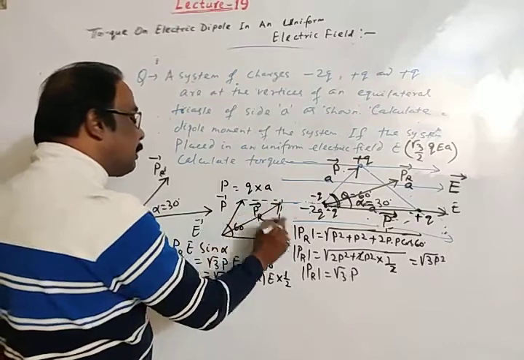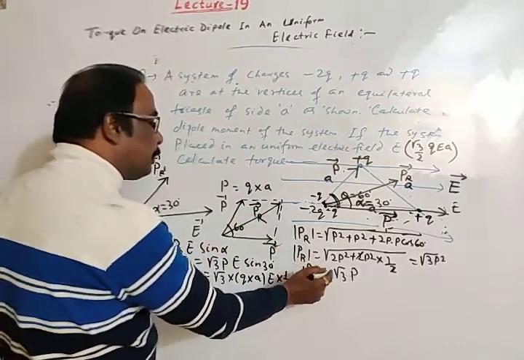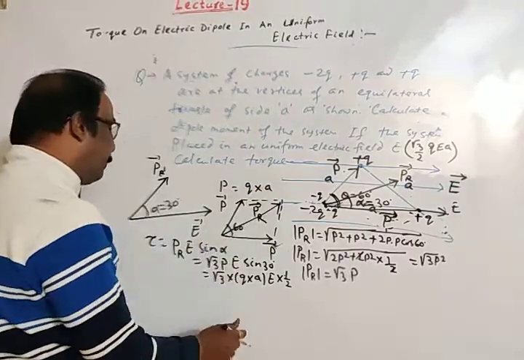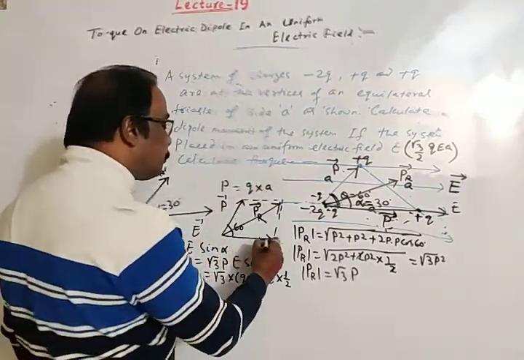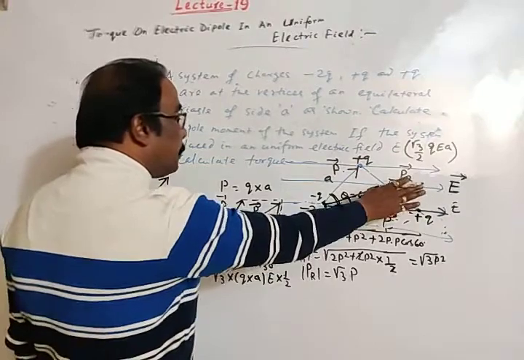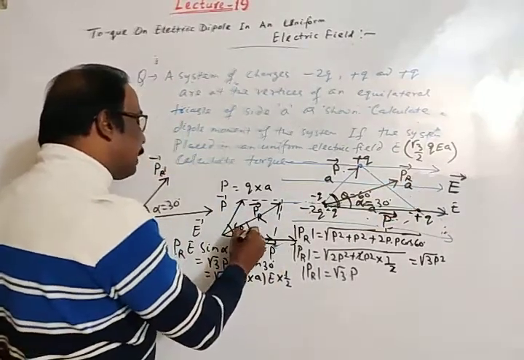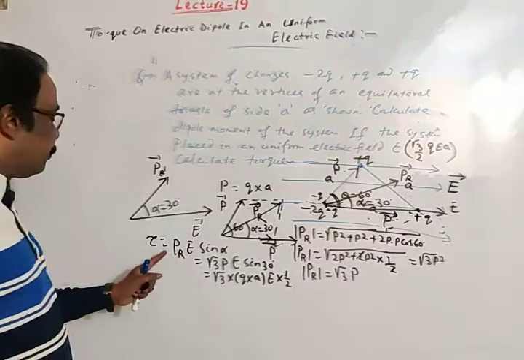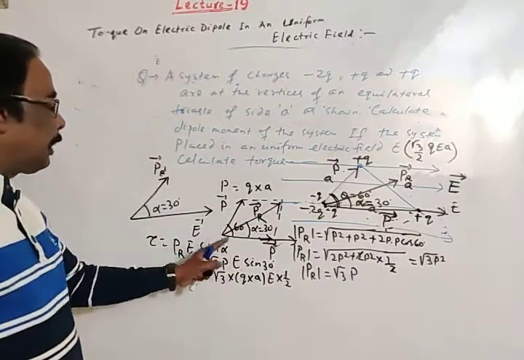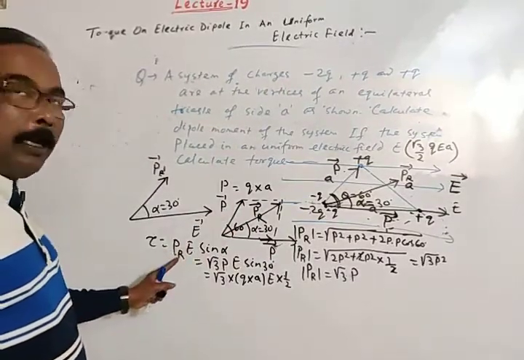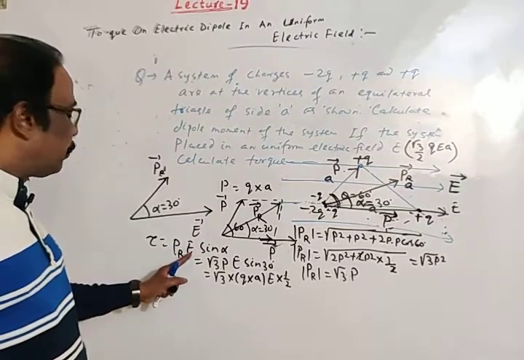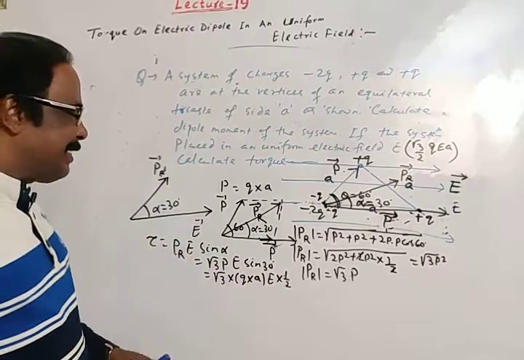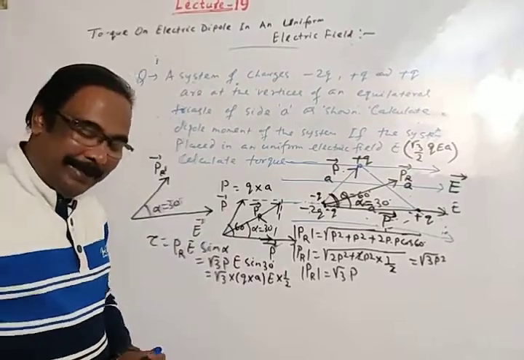Then this is the resultant. This is the formula for the resultant. We get root 3P, and P is equal to Q into A. And this is also the direction of the electric field, along the positive x-axis. So this angle alpha is 30 degree. Then torque is P E sine theta. In place of P, we have taken the resultant dipole moment into E. In place of theta, we have taken alpha. Alpha is 30 degree. Okay.